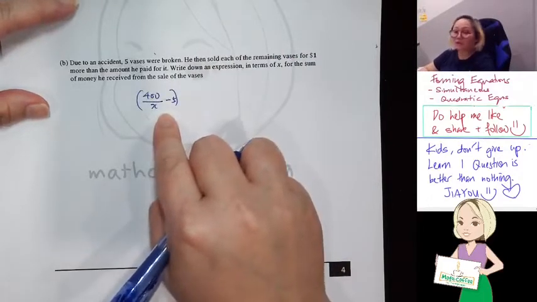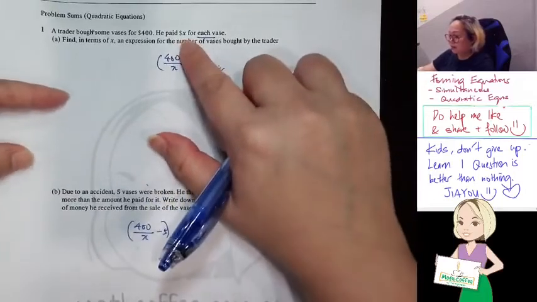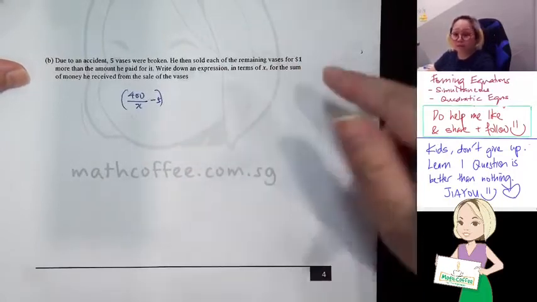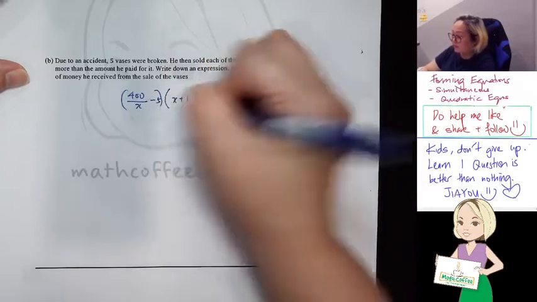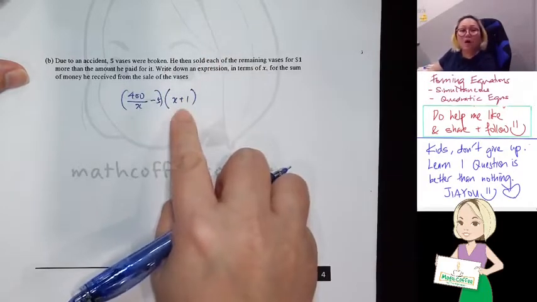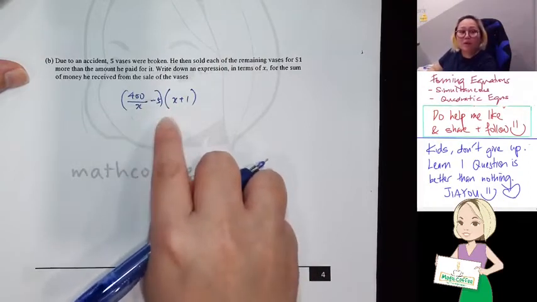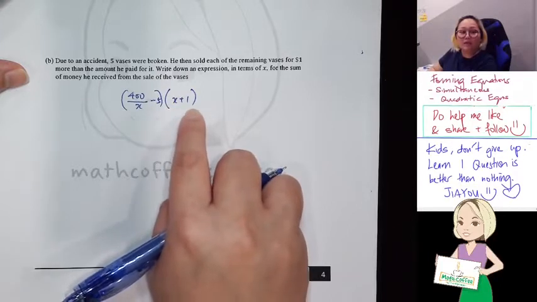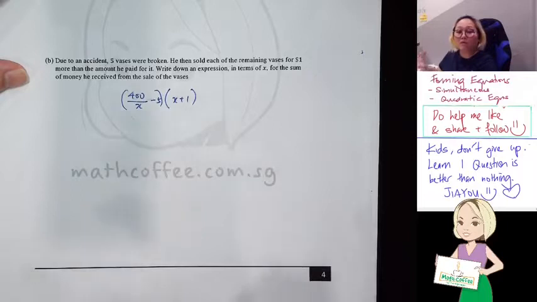Then now you have to find out what is your selling price. My cost price, I will pay X dollar. Right? So they say that they sell it $1 more than the amount that he paid for. So that means I have to multiply X plus 1. So this is my selling price. $1 above the cost price. So this is the number of the vase. This is the selling price. And when you multiply them together, that will be the total amount of money that you collect.